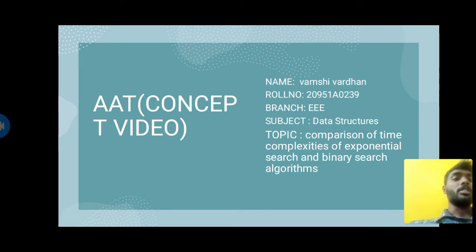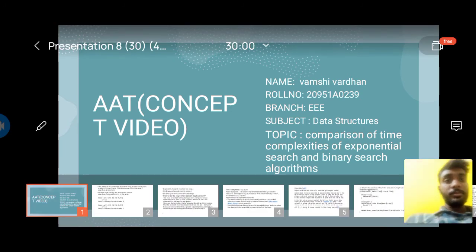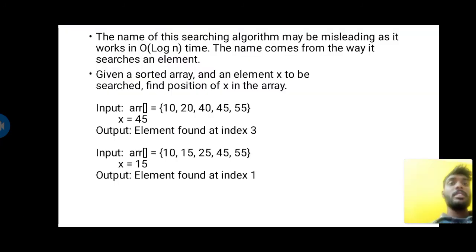Today my topic is a comparison of the time complexities of exponential search and binary search algorithms. The name of the searching algorithm may be misleading, as it works in O(log n) time. The name comes from the way it searches for an element.